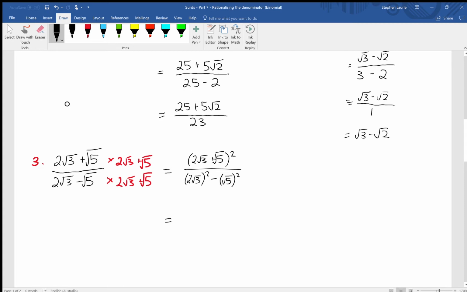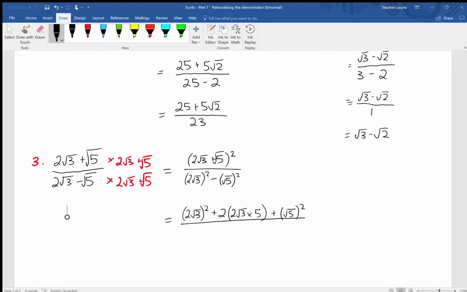Perfect square rule. Let's try and remember that. Okay, we've got the first thing squared and the second thing squared, and two lots of them in the middle. So 2 root 3 squared plus 2 lots of 2 root 3, well, times 5, plus the square root of 5 squared.